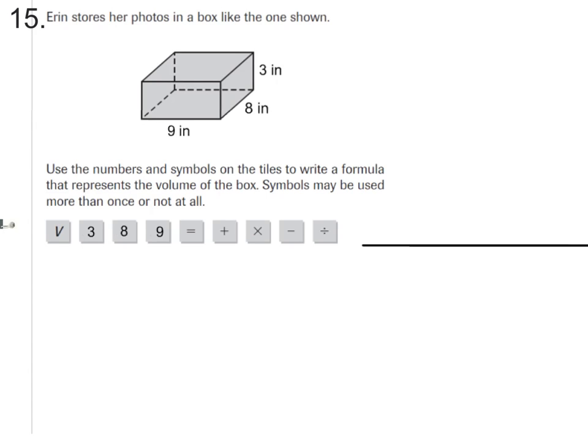Okay, boys and girls, you should have said that the volume would equal 9, which is your length, times 8, which is your width, times 3, which is your height. 9 times 8 times 3. All right, let's move on.